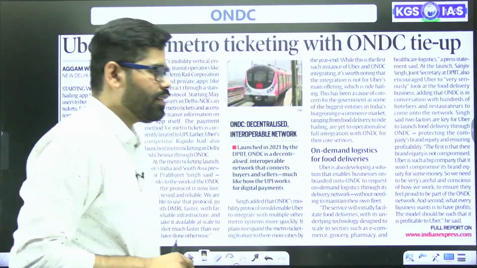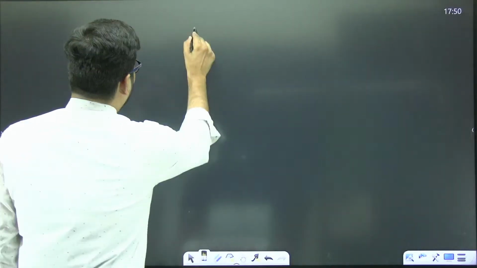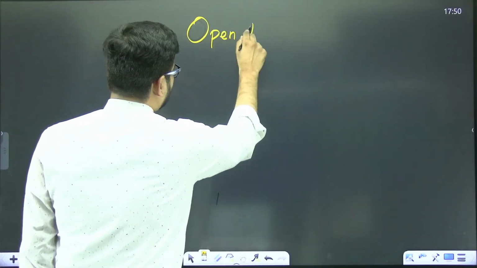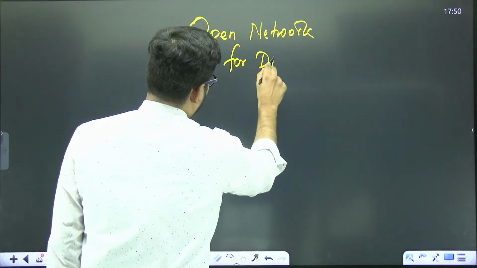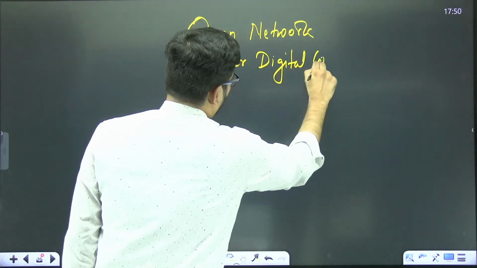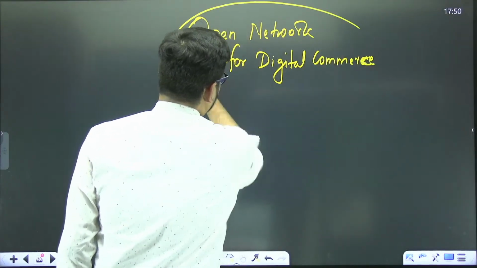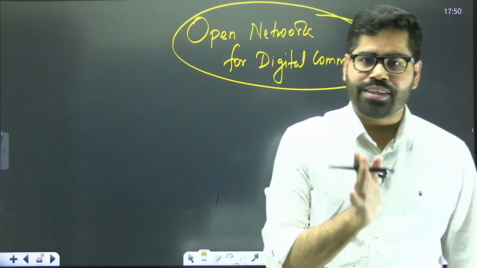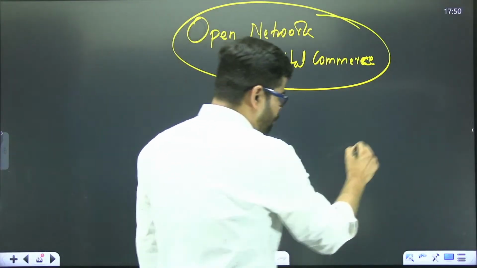Now coming to this one topic, open network for digital commerce. If you want to understand what this ONDC is, let me give you one simple example. Just look at this one simple example.